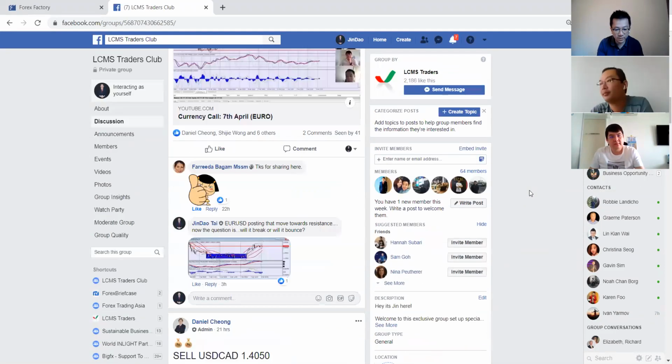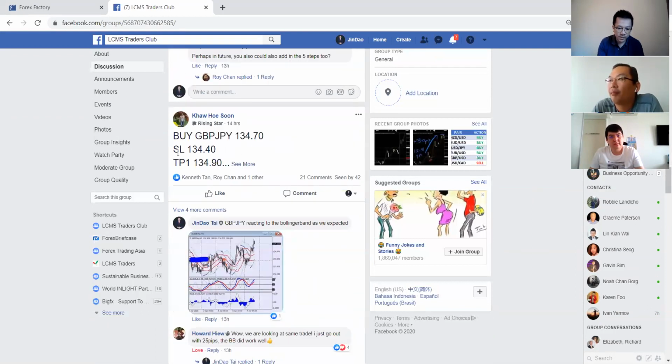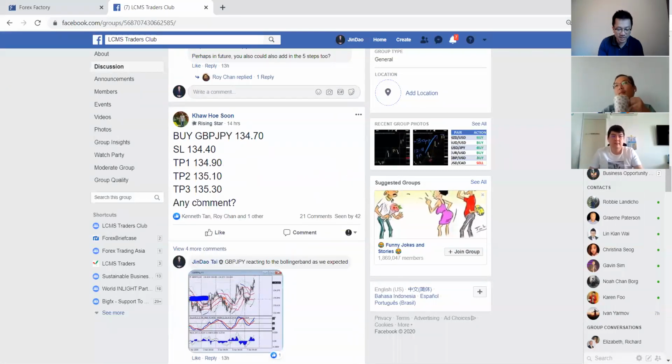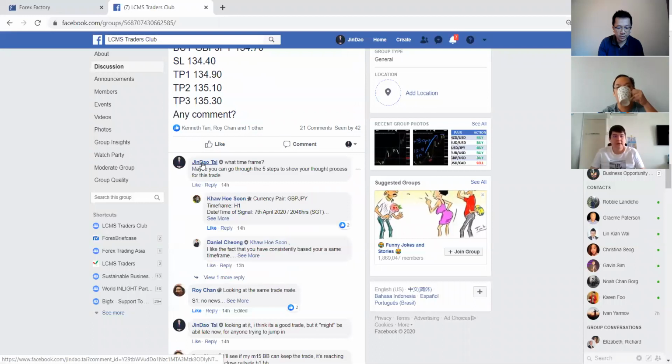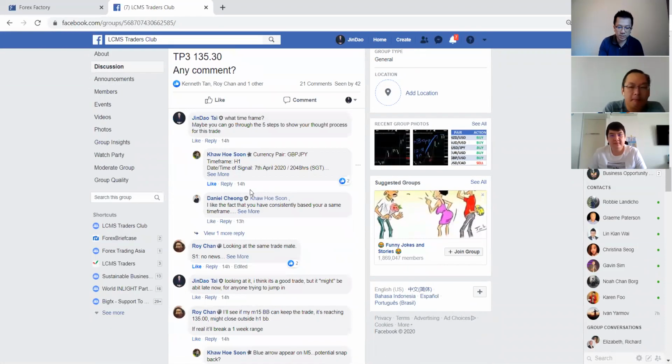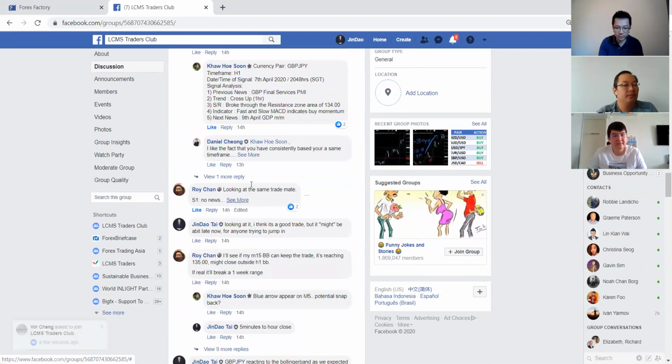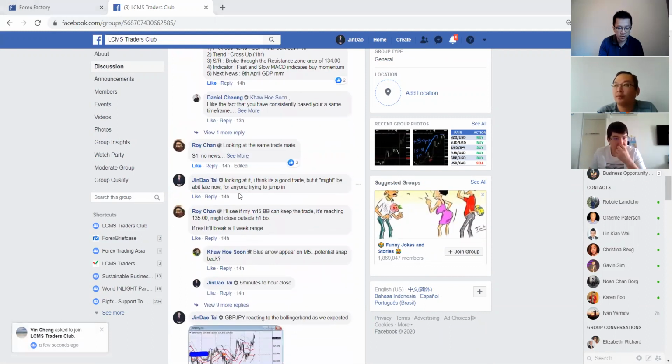So let me find that trade we were talking about. There. So Ho-Soon is one of our students talking about the pound yen, entry, stop loss, take profit, asking for comments. This was 14 hours ago, so you will count, this was in the middle of the night. We're talking about trades, going through the 5 steps, all the reasons to enter a trade. Roy was looking at the same trade as well.